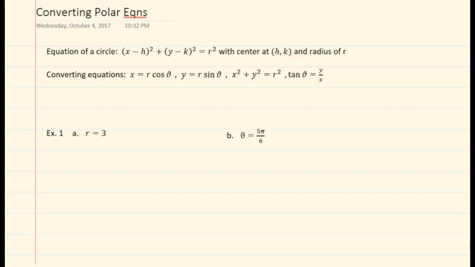Second, recall that we need to use x = r cos θ and y = r sin θ to convert polar coordinates into rectangular coordinates. We also used x² + y² = r² and tan θ = y/x when converting from rectangular coordinates to polar coordinates. Our job today will be to convert polar equations into rectangular equations and vice versa.